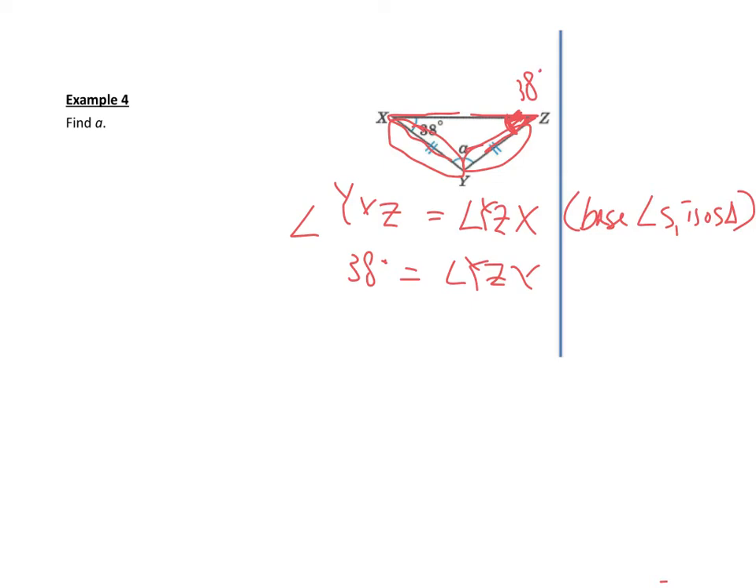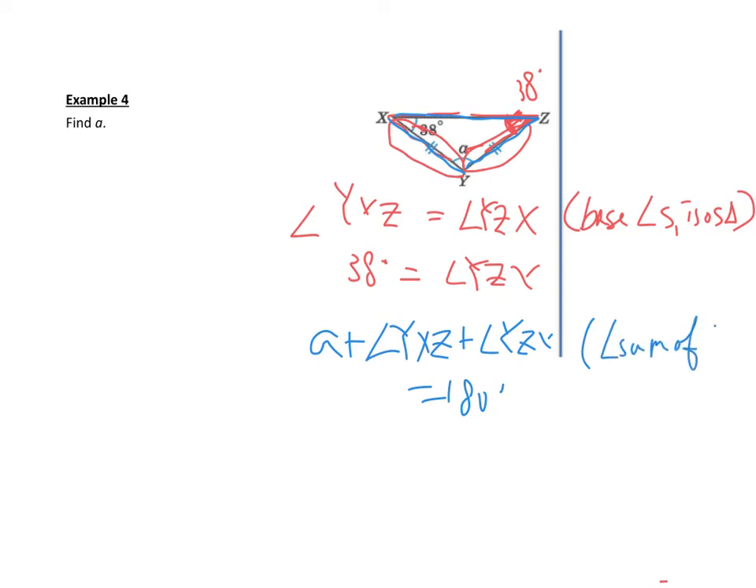By using the second property in this question, the triangle itself, we know that the sum of all the angles of a triangle is equal to 180. So A plus the angle YXC plus the angle YCX would be equal to 180 degrees. That is the angle sum of a triangle. So A plus 38 degrees plus 38 degrees will be equal to 180 degrees. So lastly, we know that A is equal to 104 degrees. That's it.